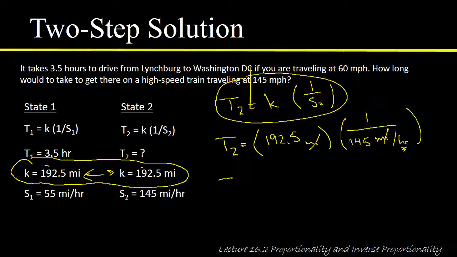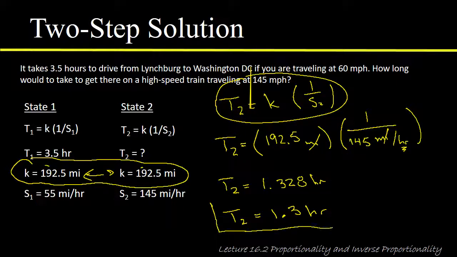If we plug this into our calculator, you get 1.328 hours. And since we've got 2 significant figures in all of our results, that tells us that the time required to get to Washington, D.C. on the high-speed train would be 1.3 hours.